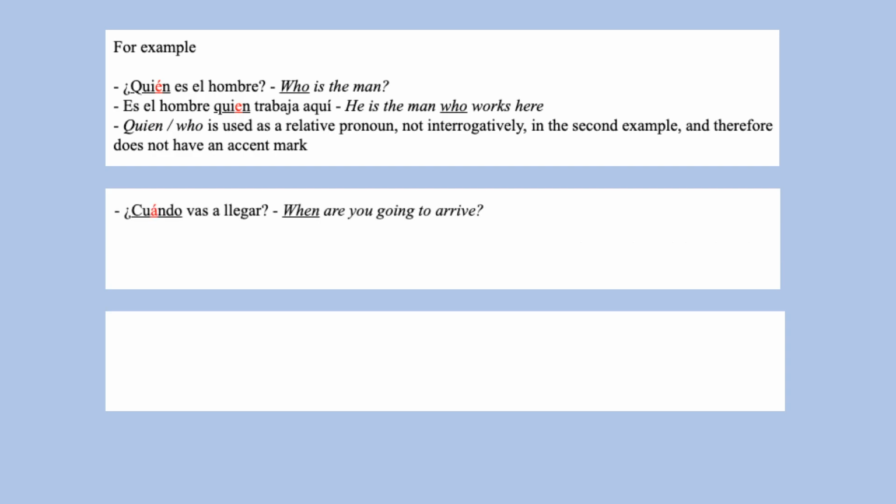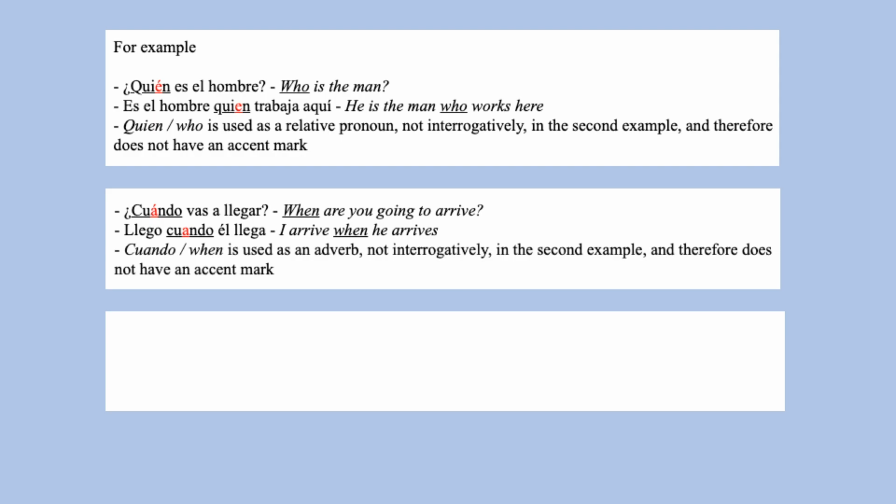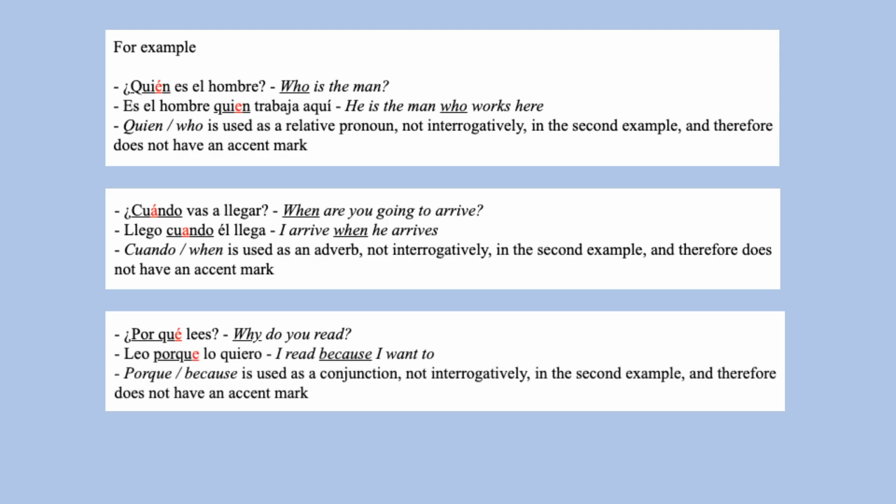¿Cuándo vas a llegar? Llego cuando él llega. In the second sentence, cuando is used as an adverb, not interrogatively. Therefore, cuando does not have an accent mark in the second sentence. ¿Por qué lees? Leo porque lo quiero. So in the second sentence, porque is used as a conjunction and not interrogatively. Therefore, it does not have an accent mark. Also notice that por qué is 2 words as an interrogative pronoun and 1 word as a conjunction.